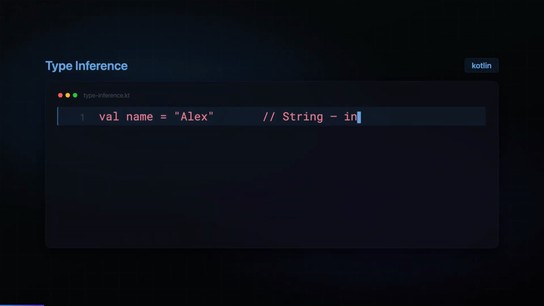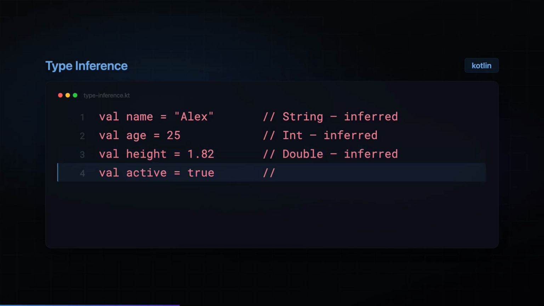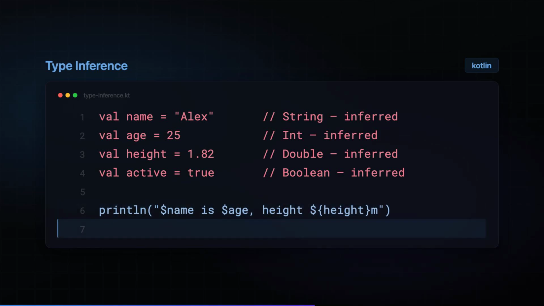Kotlin infers types from the right-hand side. You write val name = "Alex", and the compiler knows it is a string. No redundant type declarations everywhere. You can still write the type explicitly when it aids readability, but 90% of the time you don't need to.